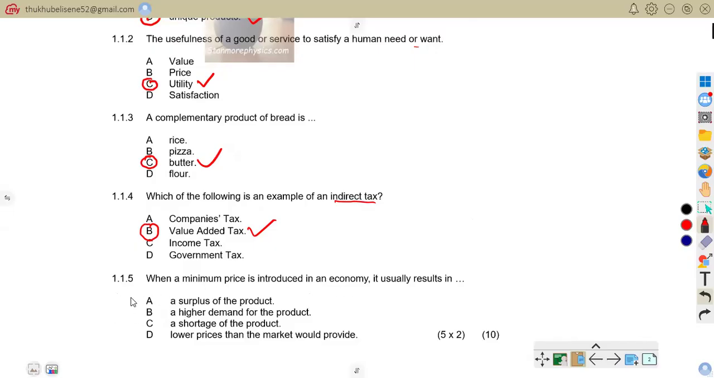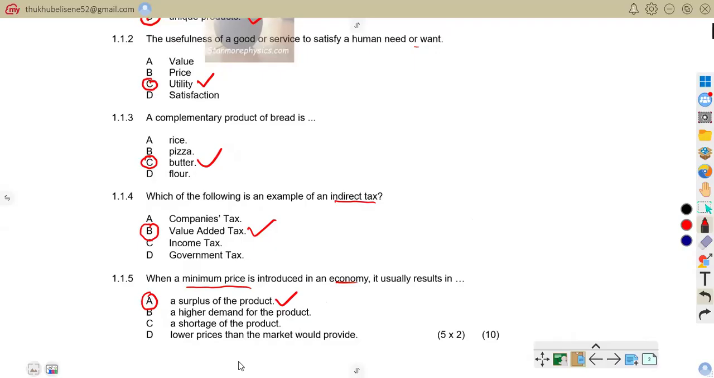Let us be on 1.1.5. When a minimum price is introduced in an economy, it usually results in: a surplus of the product, higher demand of the product, shortage of the product, or a lower price than the market would set. So the correct answer is a surplus of the product.